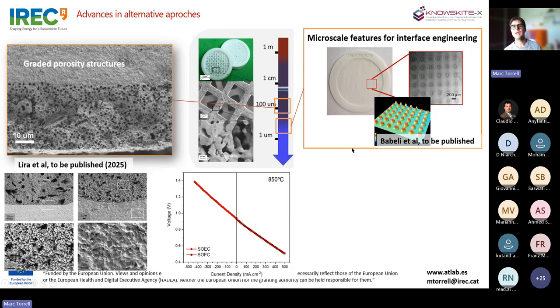And we are now working on the microscale features for interface engineering of our electrolytes. What we are doing is to put pillars and model if these pillars can give us two different advantages. One is in the anchoring of our electrodes on the electrolyte's surface, and the other is to generate some specific points of reaction on the surface of our electrolytes. These are works of the PhD students of the group that are still ongoing.